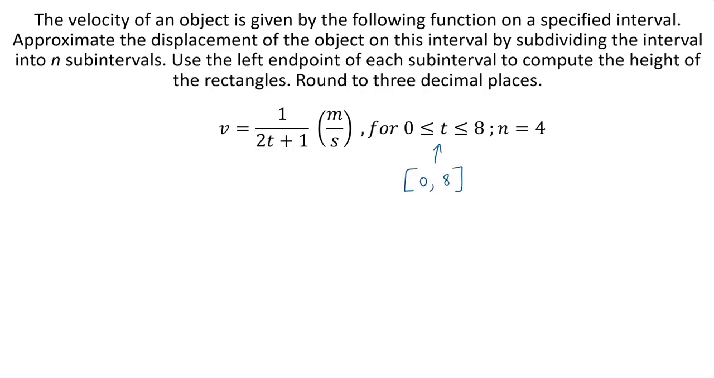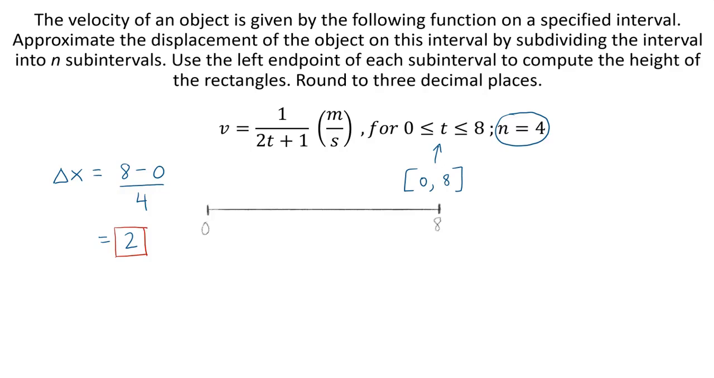So we're on the closed interval from 0 to 8, and we want to divide that interval into 4 rectangles. So how wide will each of our rectangles be? That's delta x. Delta x is the length of our interval, 8 minus 0, divided by the number of subintervals. So each of our rectangles will have a width of 2 units. Here's our interval of interest from 0 to 8, and I'm going to subdivide that into 4 equal subintervals, with each interval having a width of 2 units.